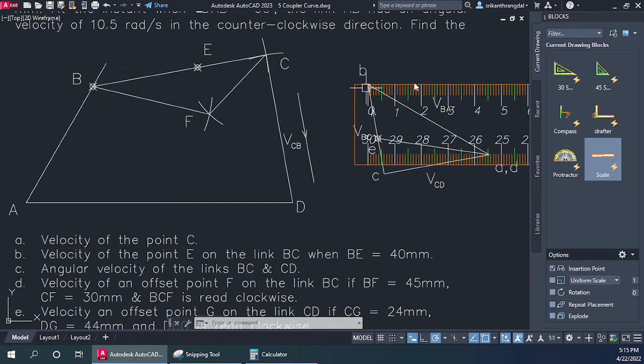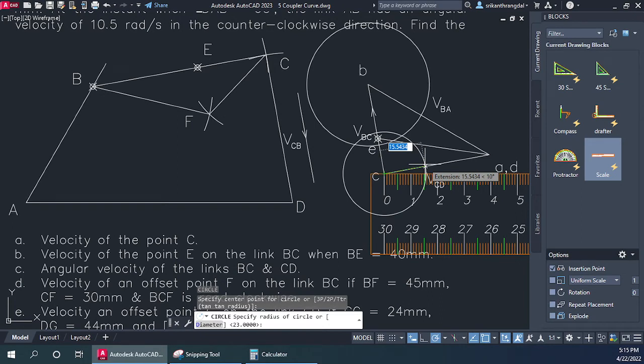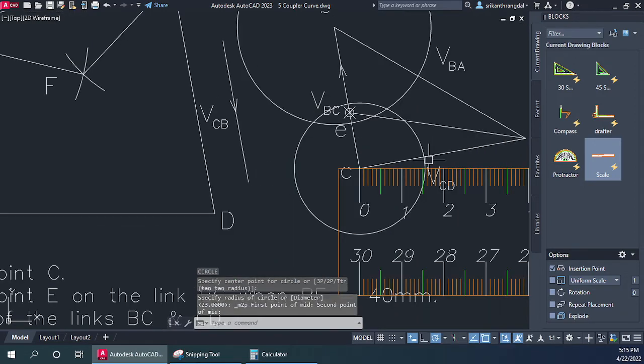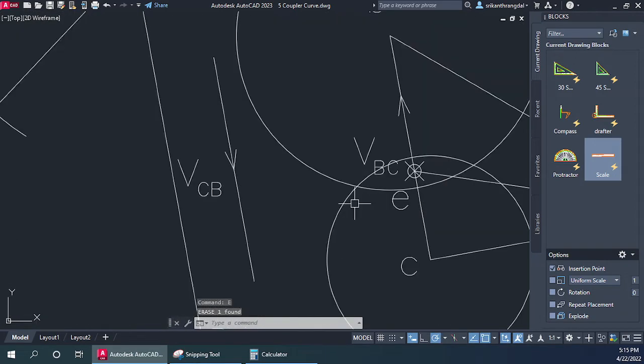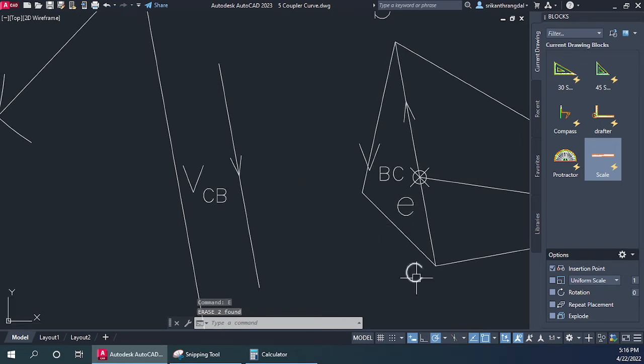So from B, I need to draw an arc of 23, no? And then from C, I need to draw an arc of length 15.5. So let's just get a point in between these two. These two are the arcs, and we need the intersection point of that. So let's just join these points and remove these arcs. I don't need those arcs. And this is going to provide us with the point F.